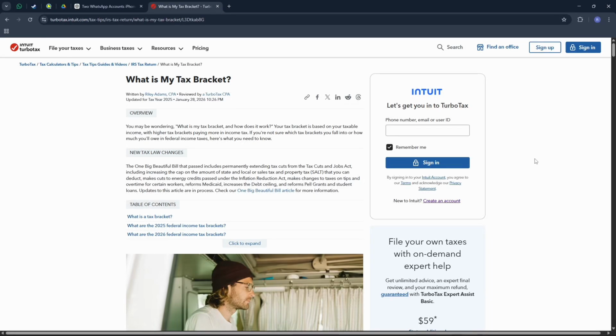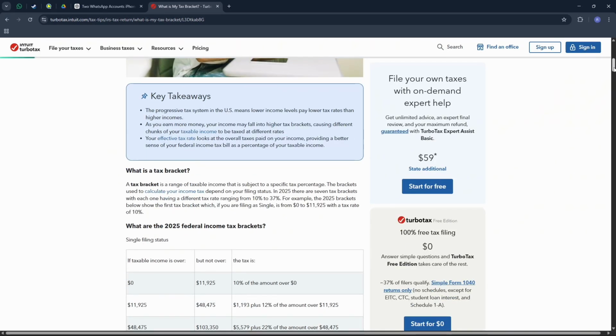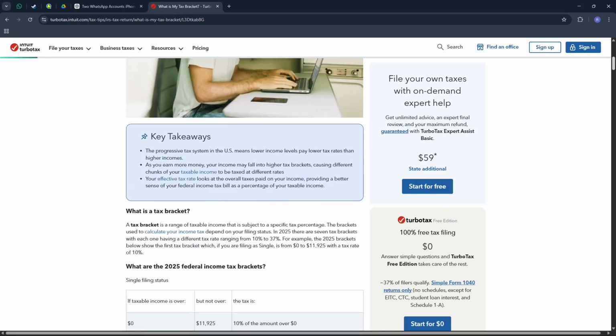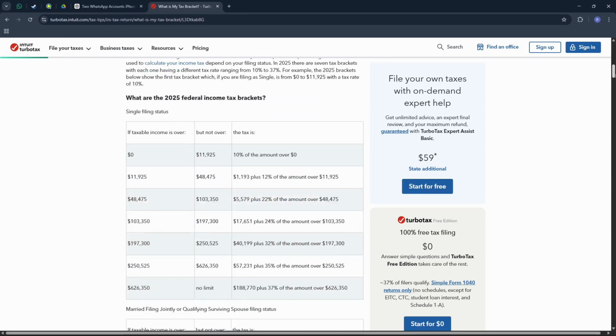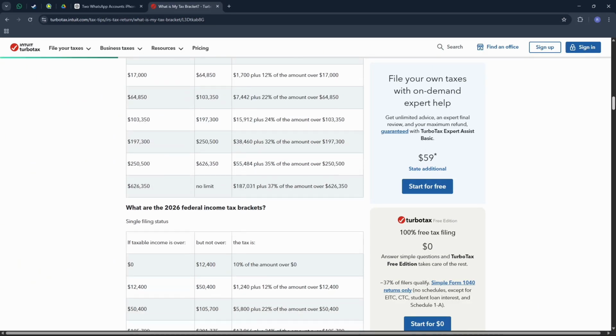In this guide, I'm going to break down tax brackets and help you understand exactly which tax bracket you fall into while filing your tax return with TurboTax. So first, it's important to understand that not all of your income is taxed at the same rate. The United States uses a progressive tax system, which means the more you earn, the higher tax rate applies only to the portion of income within each bracket, not your entire income.